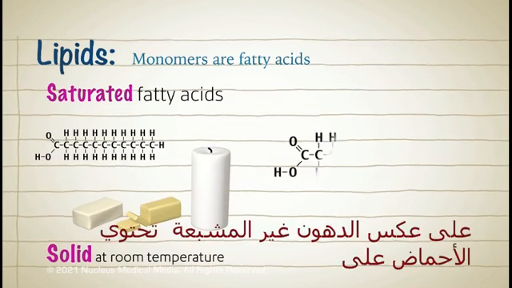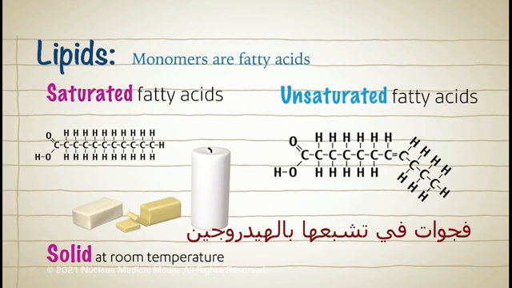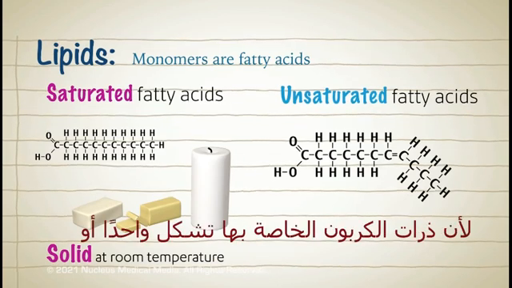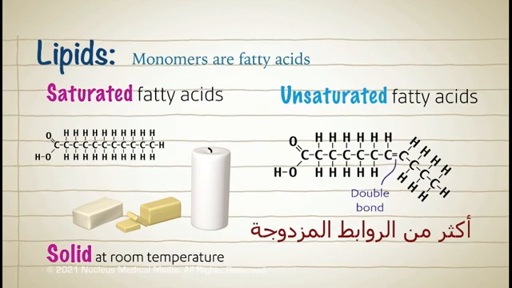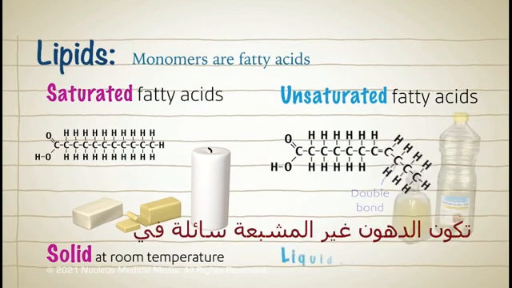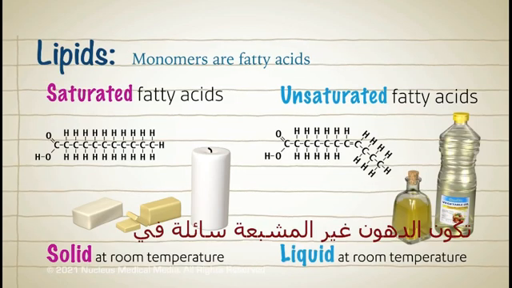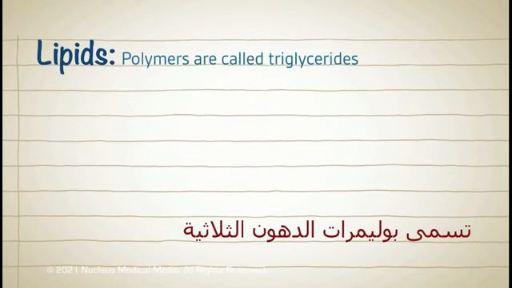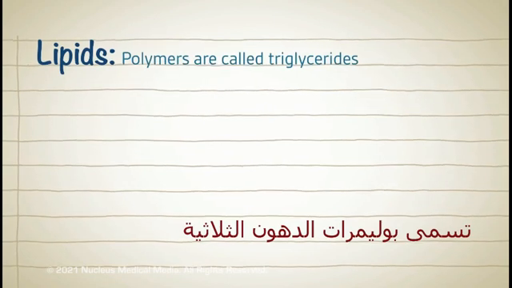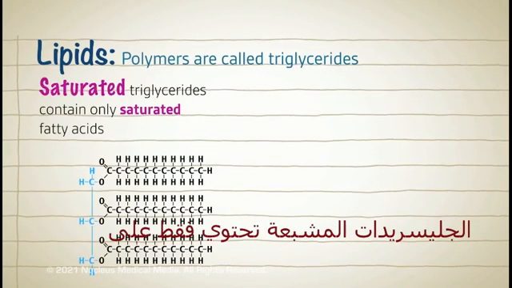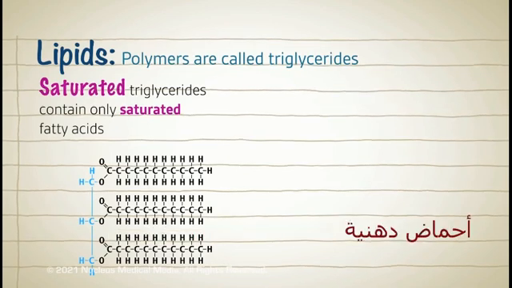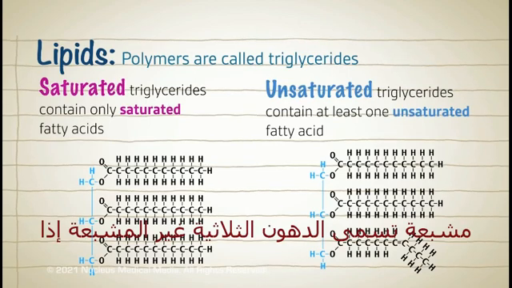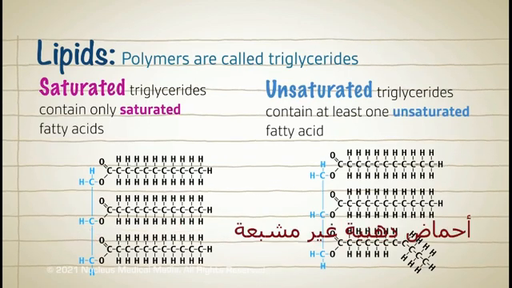In contrast, unsaturated fatty acids have gaps in their hydrogen saturation because their carbon atoms form one or more double bonds. As a result, unsaturated fats are liquid at room temperature. Lipid polymers are called triglycerides. Saturated triglycerides contain only saturated fatty acids. Triglycerides are called unsaturated if they contain any unsaturated fatty acids.